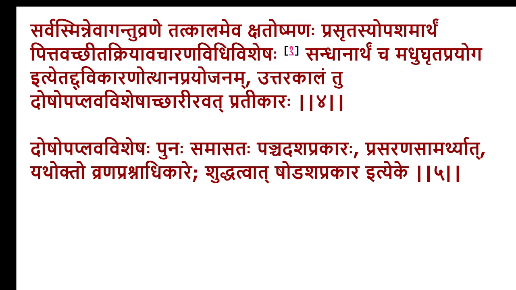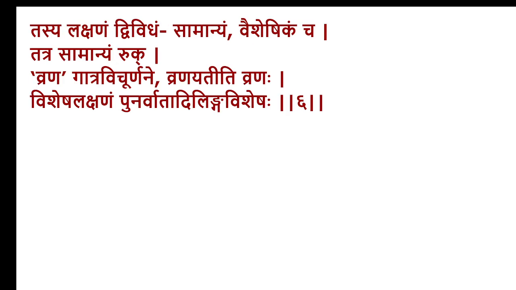Now doshopaplava visheshaha, the type of doshopaplava or the complications of inflammation or infection produced due to the wound, could be of different types, and they are Panchadasha Prakaraha, 15 types, Prasarana Samarthyat, Yathoktva Vrana Prasnadhikare. We have discussed that part in the Vrana Prasnadhikare in the Sutrasthana again. It's somewhat a repetition. And Shuddhatvat Shodasha Prakara Hiteke. In the Shodasha, Shuddha Vrana is the 16th type. So wounds, whether Sharira wound or dosha yukta wound or dushta vrana, can be categorized into 15 types plus 1 shuddha vrana. So totally there are 16 types of vrana.